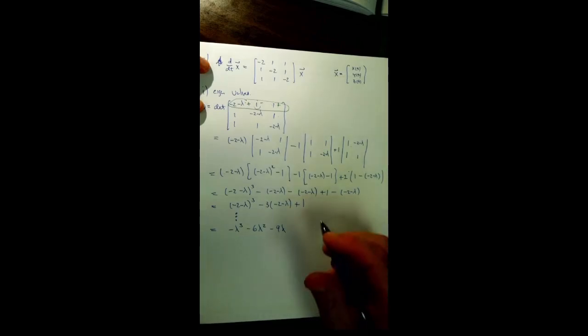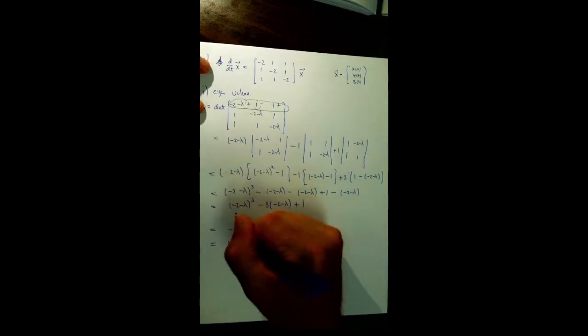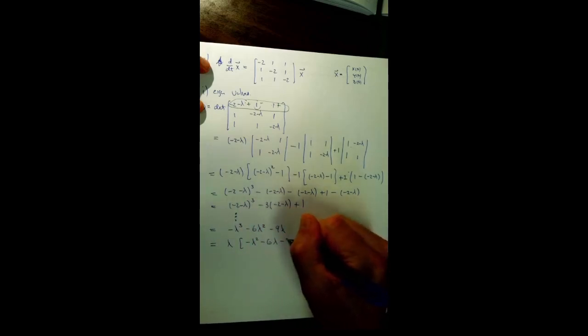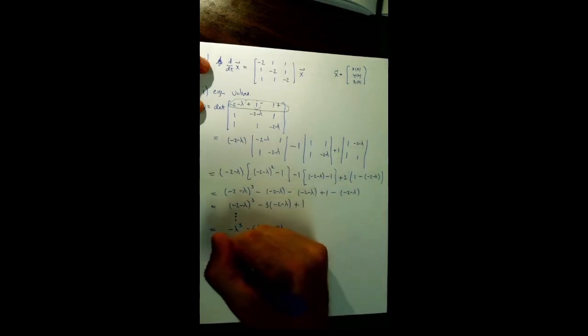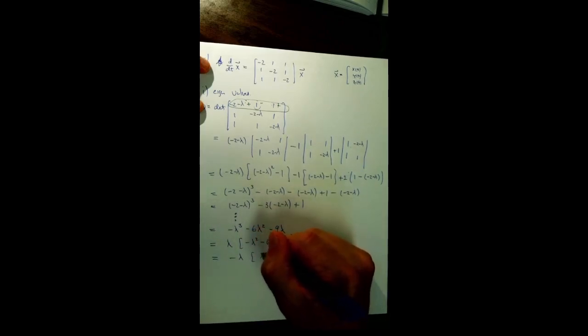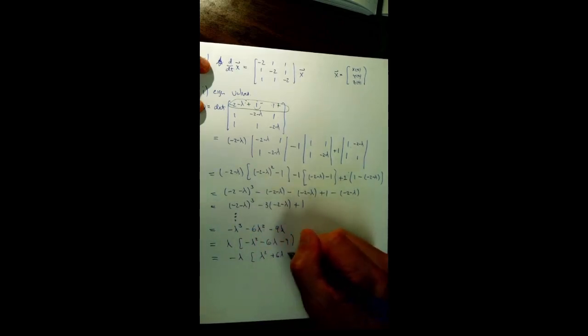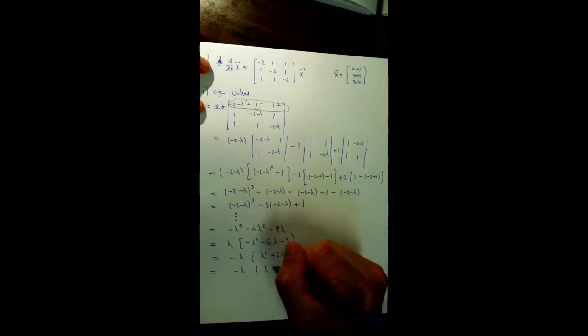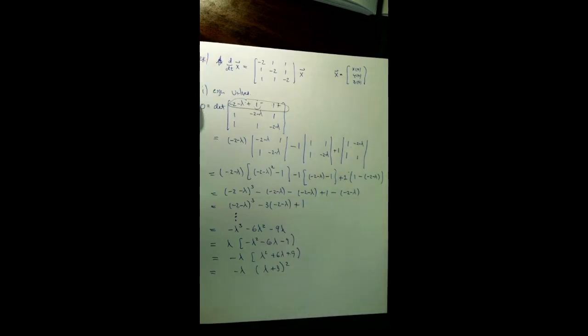Okay. And notice I can factor out a lambda. So I get minus lambda squared minus 6 lambda minus 9. So I can factor out a negative 1. So I get lambda squared plus 6 lambda plus 9. This is going to give me minus lambda, and this is just going to be lambda plus 3 squared.